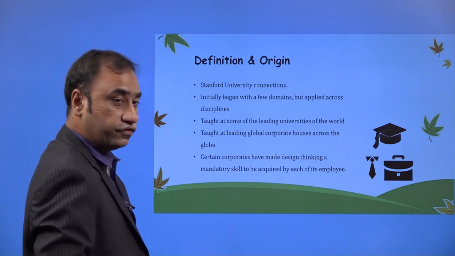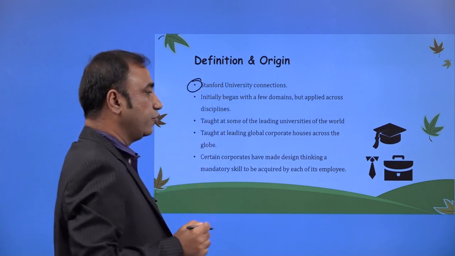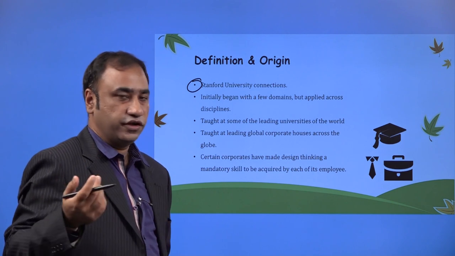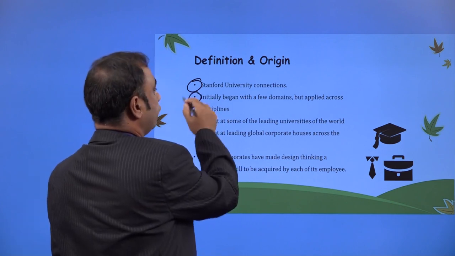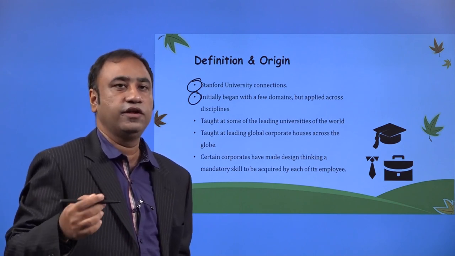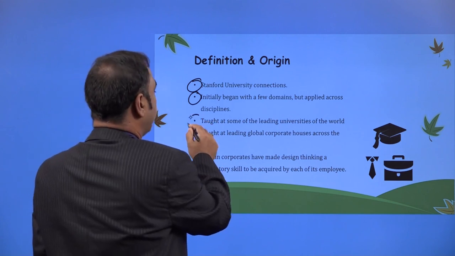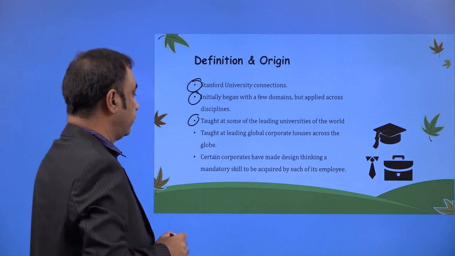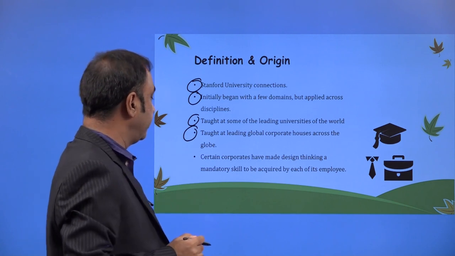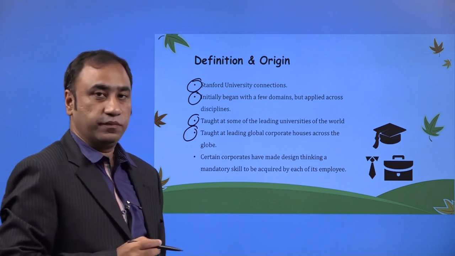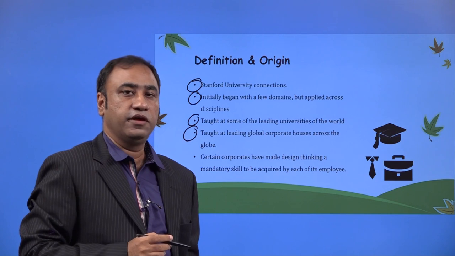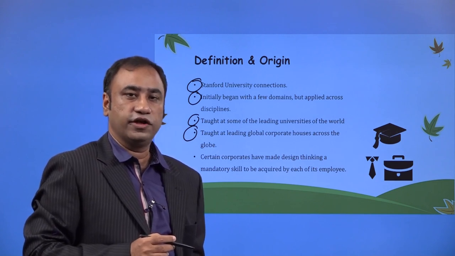Design thinking's origins were also at Stanford University, and they are the biggest promoters of design thinking. Their learning of design thinking is top of the world, their concepts, the way they teach. It initially began with a few domains but is now applied across all disciplines. It is taught at some of the leading universities of the world, and at leading global corporate houses across the globe. Certain corporates have made design thinking a mandatory skill to be acquired by each of their employees. Some big companies have started making design thinking a mandatory thought process for their organization.